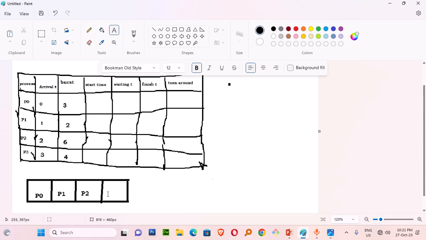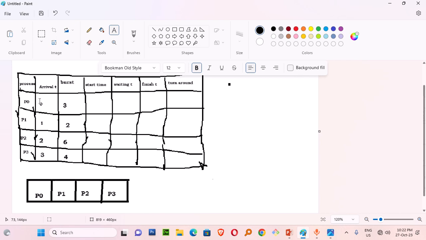And then lastly, this is P3. Okay, now how do we use the Gantt chart to calculate the start time, the waiting time, the finish time, and the turnaround time?